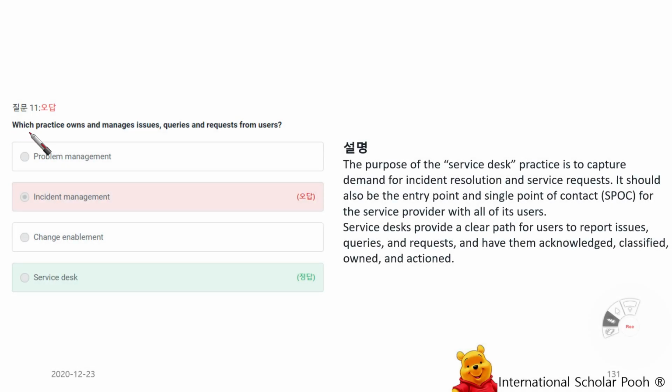Which practice owns and manages issues, queries, and requests from users? Service desk. The purpose of the service desk practice is to capture demand for incident resolution and service requests. It should also be the entry point and the single point of contact (SPOC) for the service provider with all of its users. The service desk provides a clear path for users to report issues, queries, and requests, and have them acknowledged, classified, owned, and actioned.